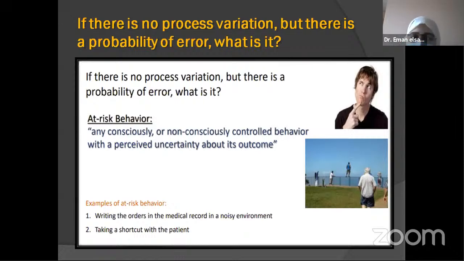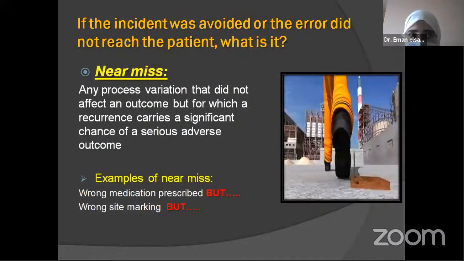I will give you examples of at-risk behavior. This is writing the order of medication in the medical record in a noisy environment, so the error may happen or not. Taking a shortcut with the patient. Also, the error may happen or not. This is at-risk behavior. As we said before, near miss is any process variation that didn't affect our outcome.